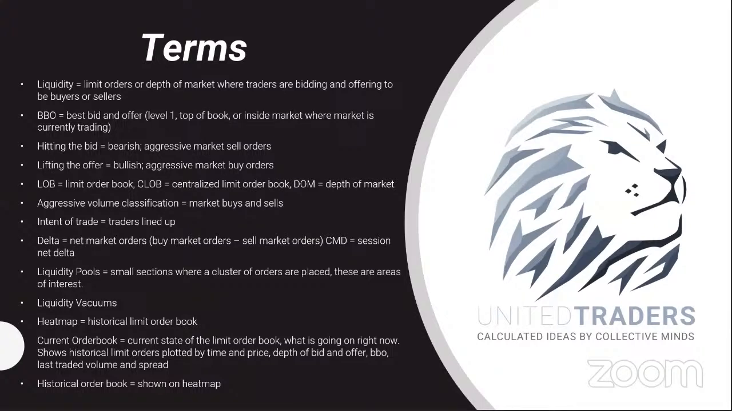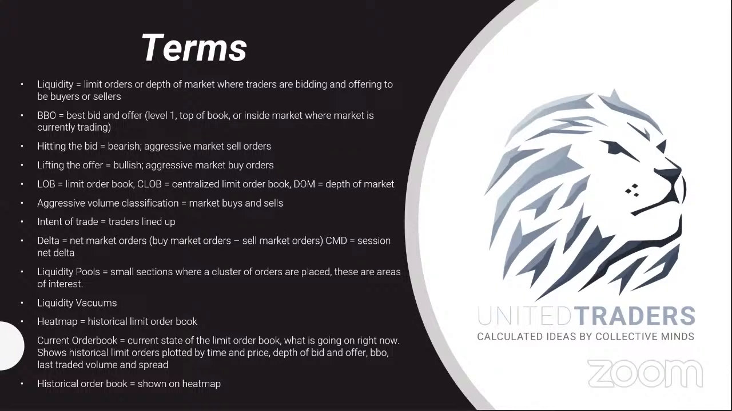Aggressive volume is classified as market buy and sell orders. When you use a market order, you're aggressive because you're taking whatever price is available. Intent of trade. We use this a lot because we want to know the intent of traders when we're looking at these price levels and limit order books. And that's where traders are lined up to trade at.